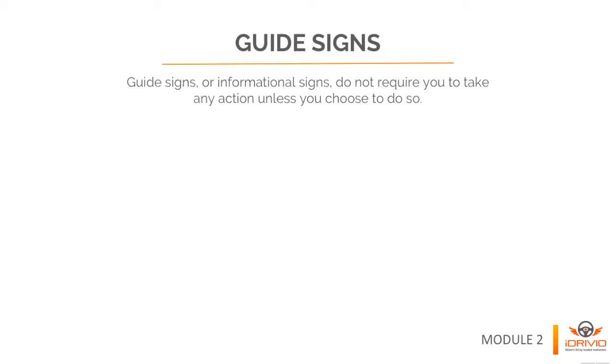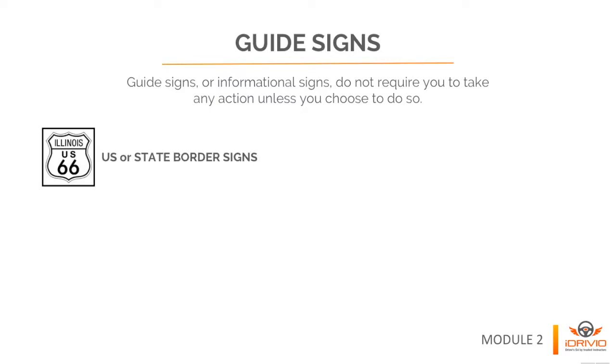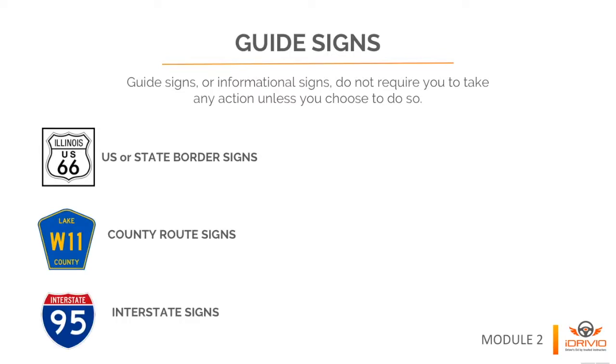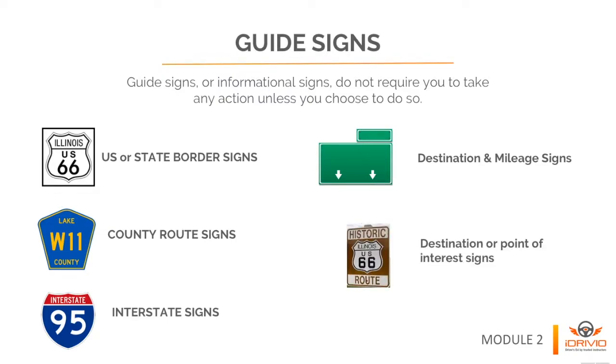The information on a guide sign may tell you where you are, what road you are on, how to get to your destination, or they may direct you to points of interest and recreation areas. Examples of this type of sign are the following: U.S. or state border signs, county road signs, interstate signs, destination and mileage signs, and recreation or point of interest signs.